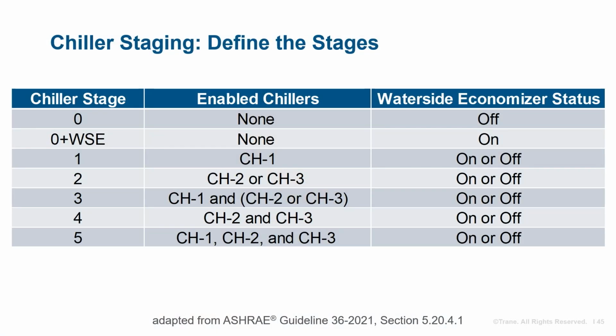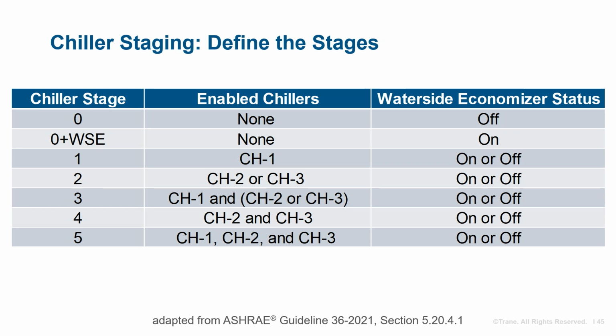Lifetime runtime is not used for staging, and here's why. For a plant with a vintage chiller, only newly added equipment would operate until its runtime exceeded that of the older unit. So how do we decide the staging order? The first thing to do is determine which chillers in the plant will operate within a given stage.